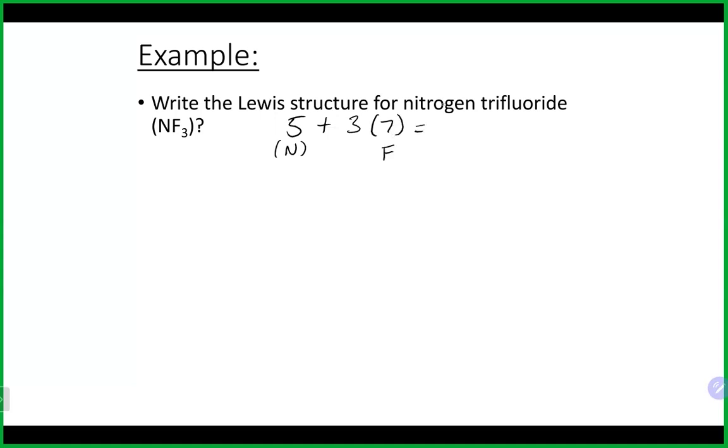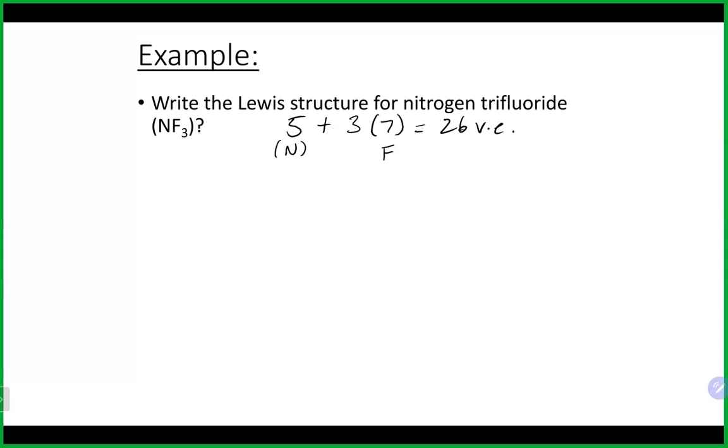It's a lot of math for late at night. It's 21 and 5 is 26 valence electrons there. So again, that number is really important because I have to hit exactly that number when I'm all said and done. So the next thing I want to think about is, what is the logical arrangement?